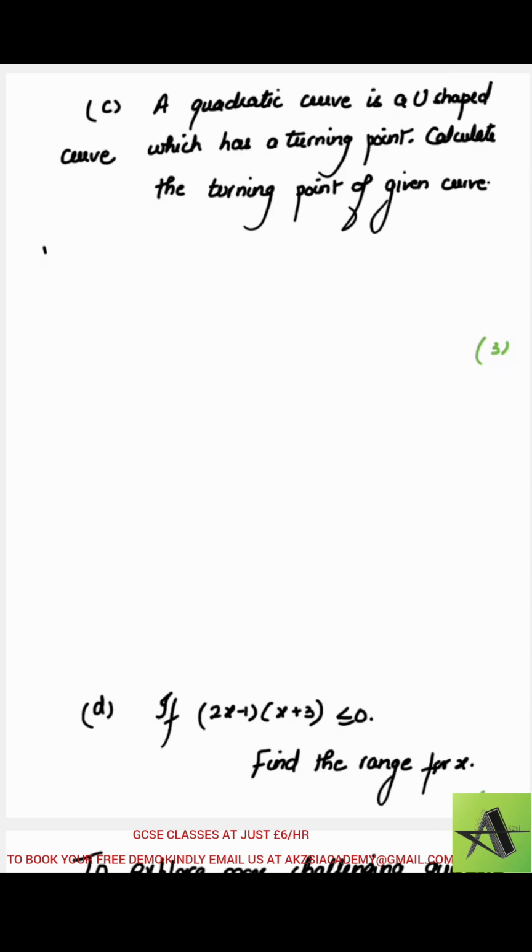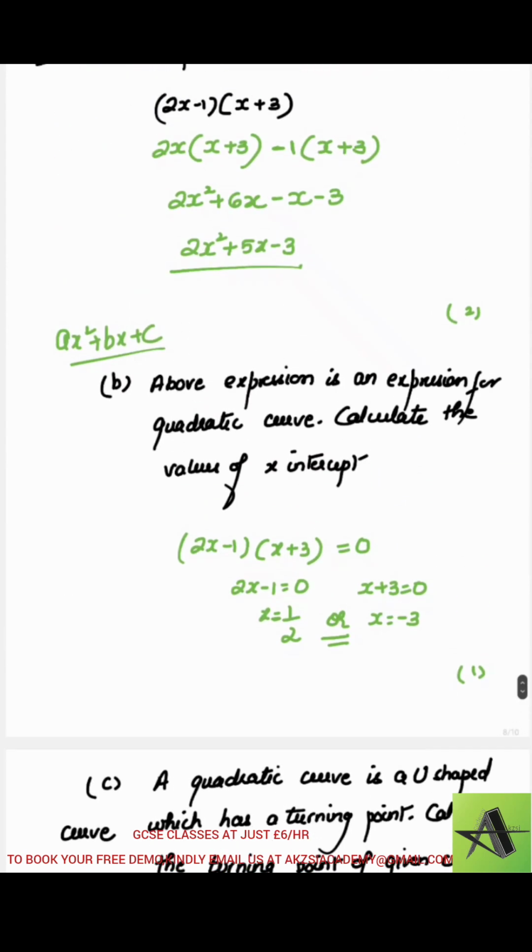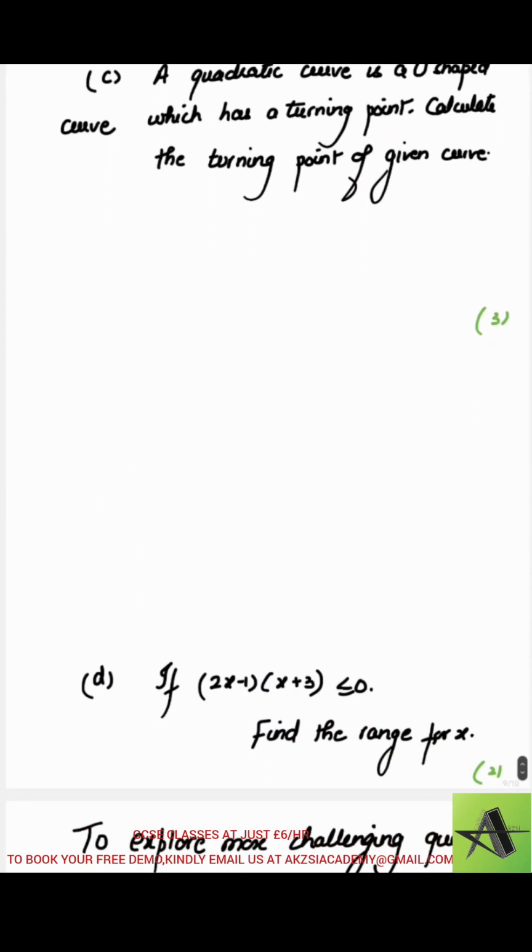So obviously if it's a U-shape, this point is called the turning point because definitely the curve is taking a turn here. So besides this, if there is no graph given, how can you calculate it algebraically? You have to convert this quadratic, which is 2x squared plus 5x minus 3, 2x squared minus 5x plus 3, into a format of a times x plus b whole squared plus c.